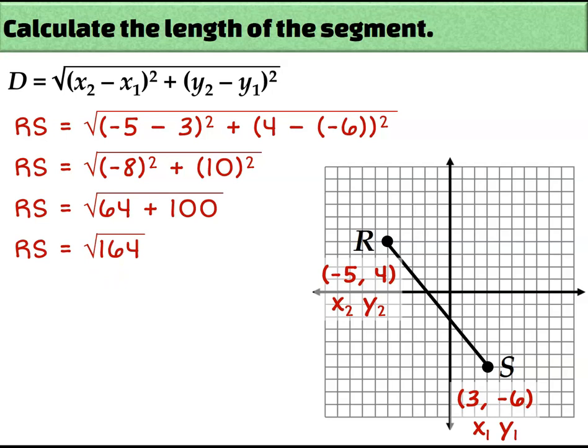64 plus 100 is 164, but 164 is not a perfect square. So we're going to have to make a factor tree. 164, well, I see that it's even, so I at least know I can divide it by 2.